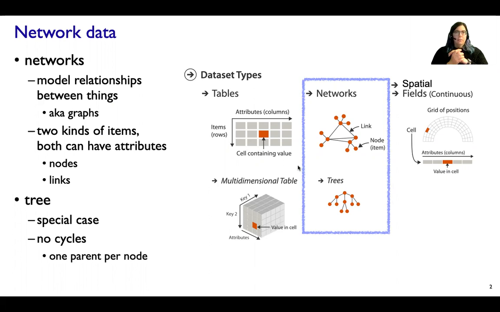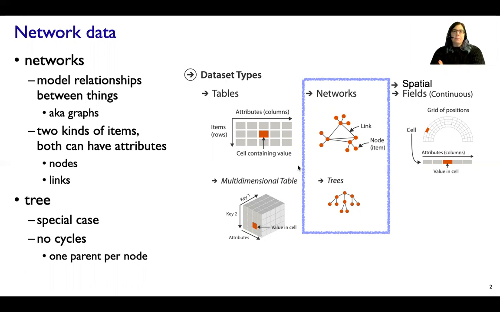or node-link graphs. And the key thing, as the name suggests, is that there's not just items like we have in a table. There's two kinds of items, and there's nodes in the graph. Those are sort of the most analogous to what we'd normally think of as an item in a table. And then there's this idea that we can explicitly indicate relationships between them, and those are the links.